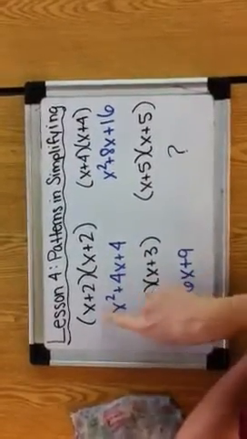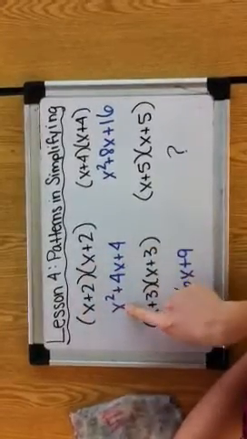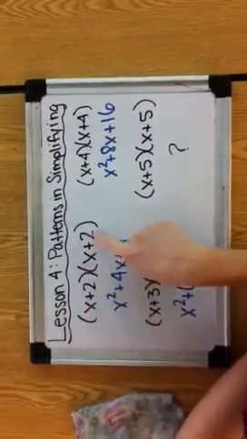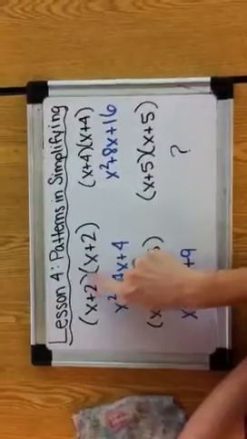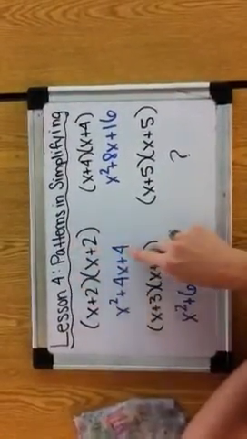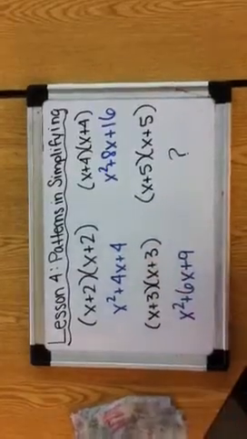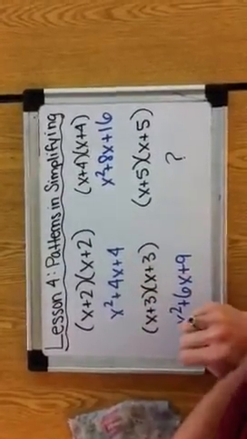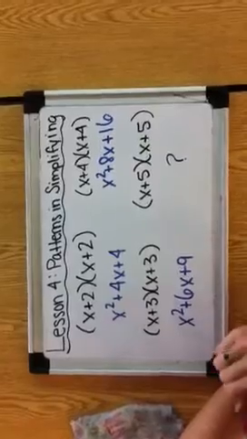So I would be doing x times x, which is x squared. I'd be doing x times 2, which is 2x. And 2 times x, which is 2x, which gives me that 4x. And then 2 times 2, which gives me 4. Now, if you notice, within here, we have two different perfect squares.